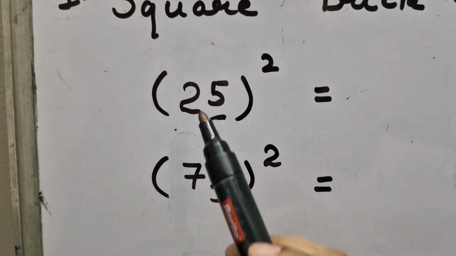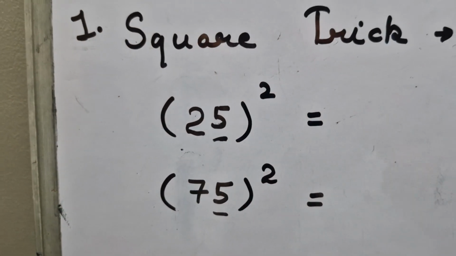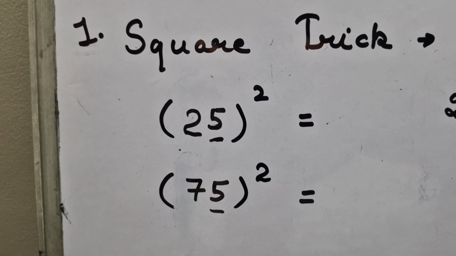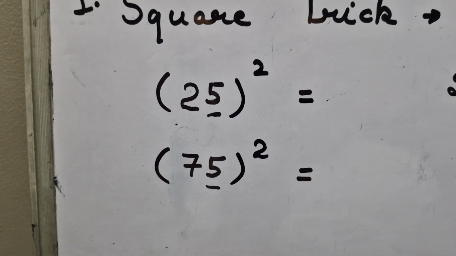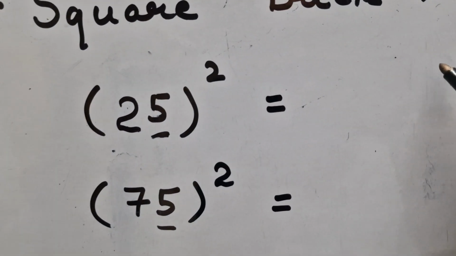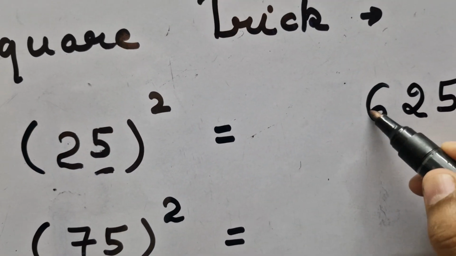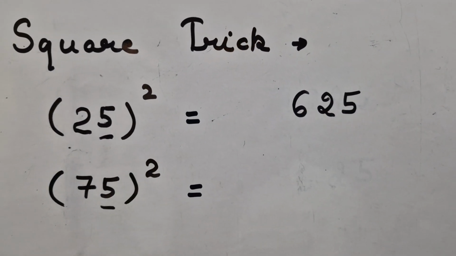Now digit at tens place is 2. So number after 2 is 3. So you will multiply 2 with the next number to it, that is 3. So 2 3s are 6. So square of 25 will be 625.